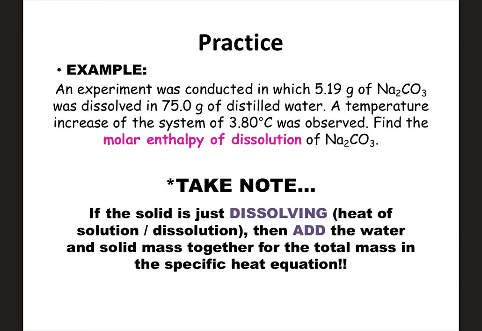If you're given a problem like that, where it's just dissolving, or dissolution here, you add the water and the solid mass together for your total mass in your specific heat equation. So you're going to need a mass in your Q equals mc delta T. Well, if all that's happening is you're dissolving and it's not a reaction taking place, your mass is going to be the solid plus the water. Because here, essentially, when it dissolves, that solid is now incorporated into the water and you have a new solution. So you need to use the total mass here in your specific heat equation. So you need to be very careful of this, all right?